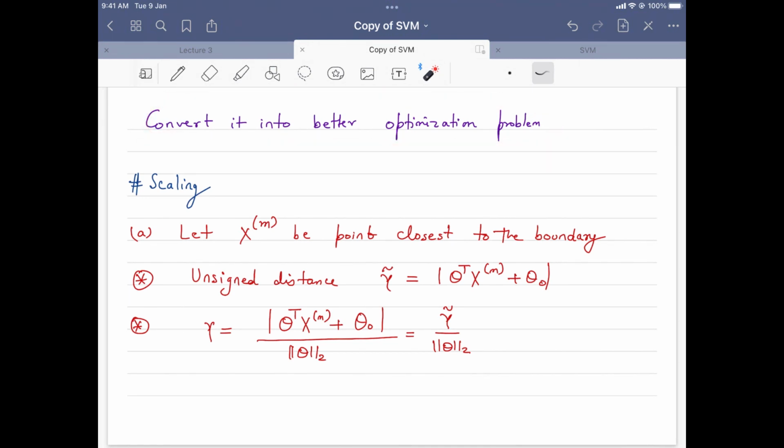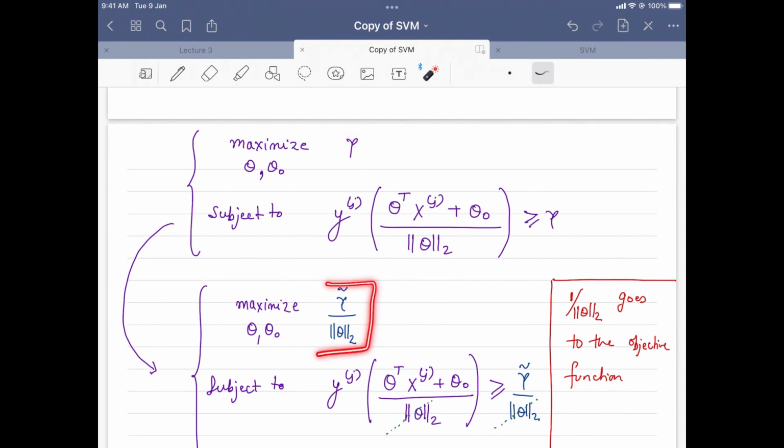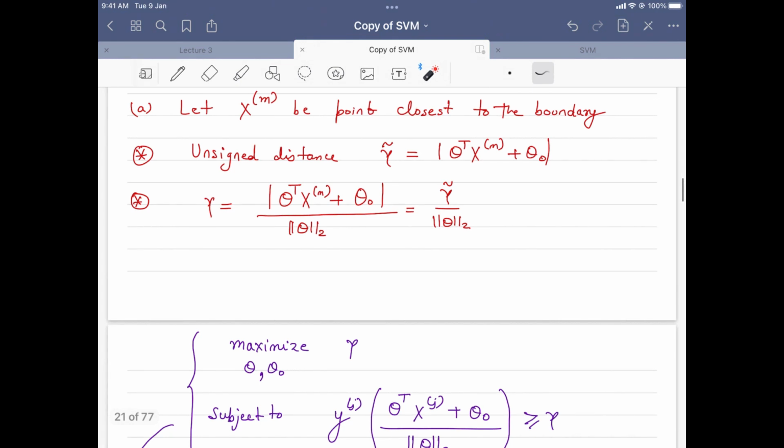In order to do that, the first step is scaling. In scaling, let xm be the closest point to the boundary. Let this be the boundary, and we call the unsigned distance gamma tilde. We put xm in the modulus of this and call it gamma tilde. So the gamma which we defined earlier, we replace by this. Note that xm is the point which we assume closest to the boundary, so we put it over here. Now we replace gamma by this expression which we have written.